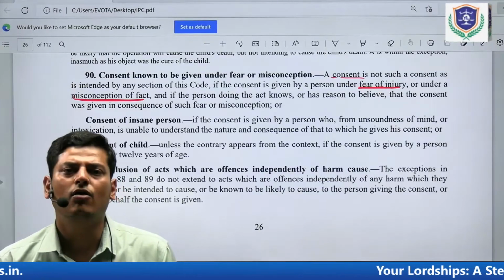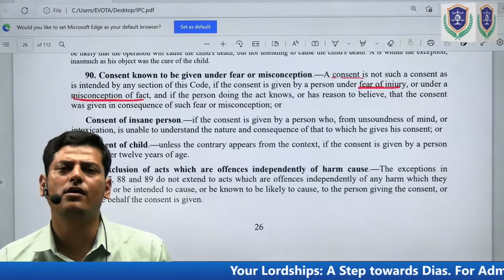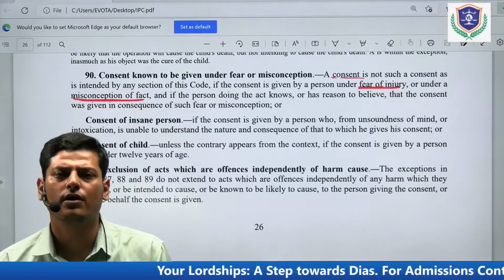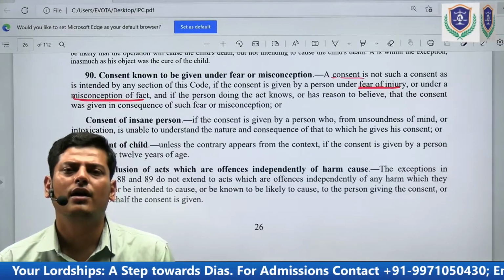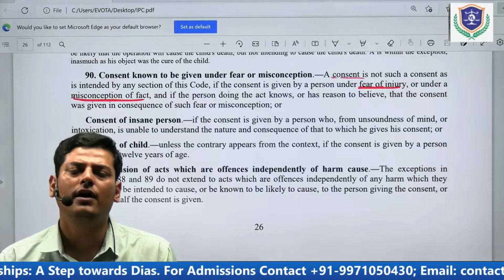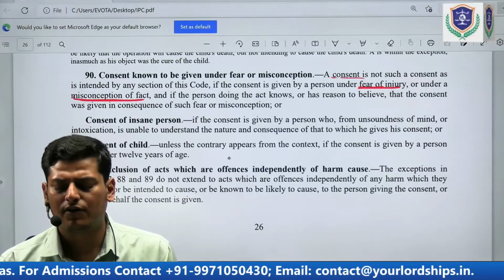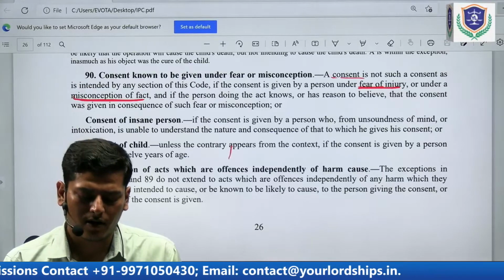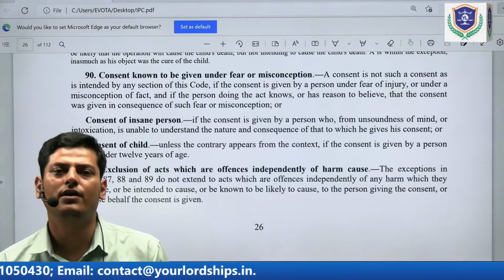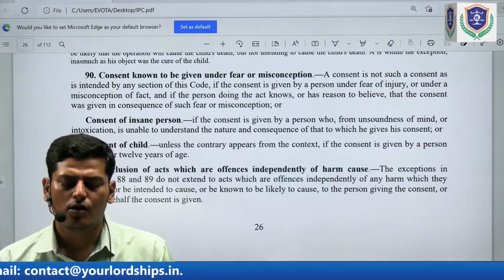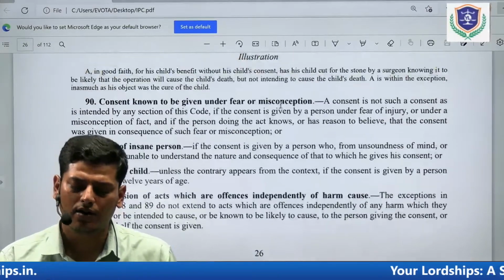Similarly, the consent of a person who is below the age of 12 years, unless the context otherwise provides, is also not a consent. Meaning thereby, some sections are there in which a person can validly consent up to 18 years, so that will supersede. But generally, if no contrary context is there, then the consent of a child below the age of 12 years is not a valid consent. So the general outline or guideline relating to consent has been provided under section 90.